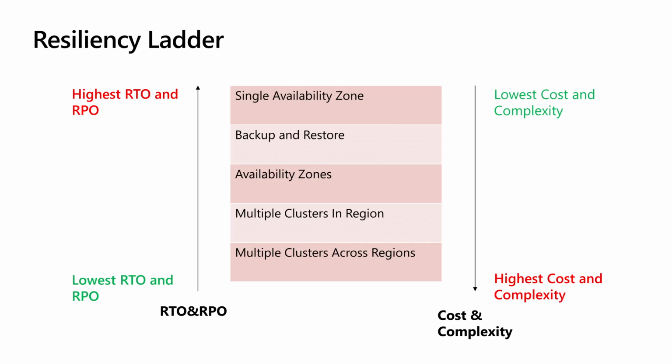Now, as you go down, you're going to get higher complexity and cost, obviously. As you go up, you're going to get the highest RTO and RPO. Highest RTO and RPO is a bad thing, so we need to go down to get the lowest RTO and RPO. So this is how we think of it. This is how you should think of it as you're building your stateful applications and any resilient application in general.